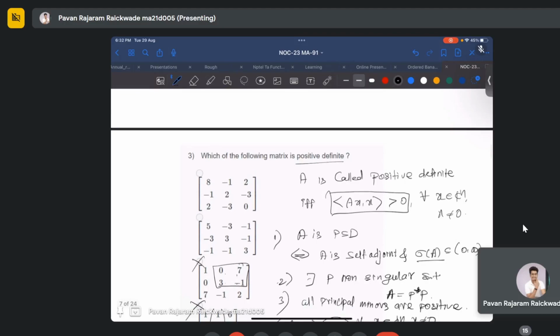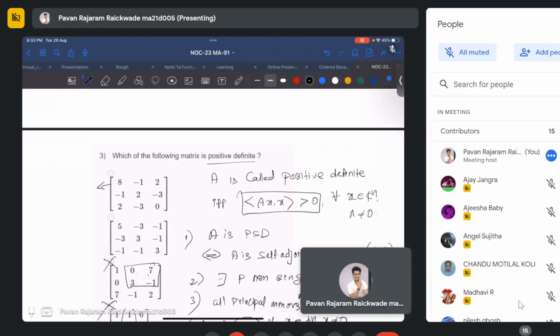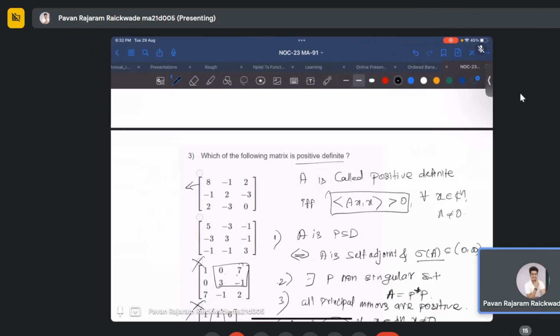Yeah, wrong option. And for the first option, can you mute? There's so much noise from your side. Thank you. For the first one, also you can see as the logic I have explained, AE3 gives you 2 minus 3 0, and now if you take the dot product with E3, you will get the third element which is 0. So this is also not the correct option. The only option left is option number 2, and that's the correct one.